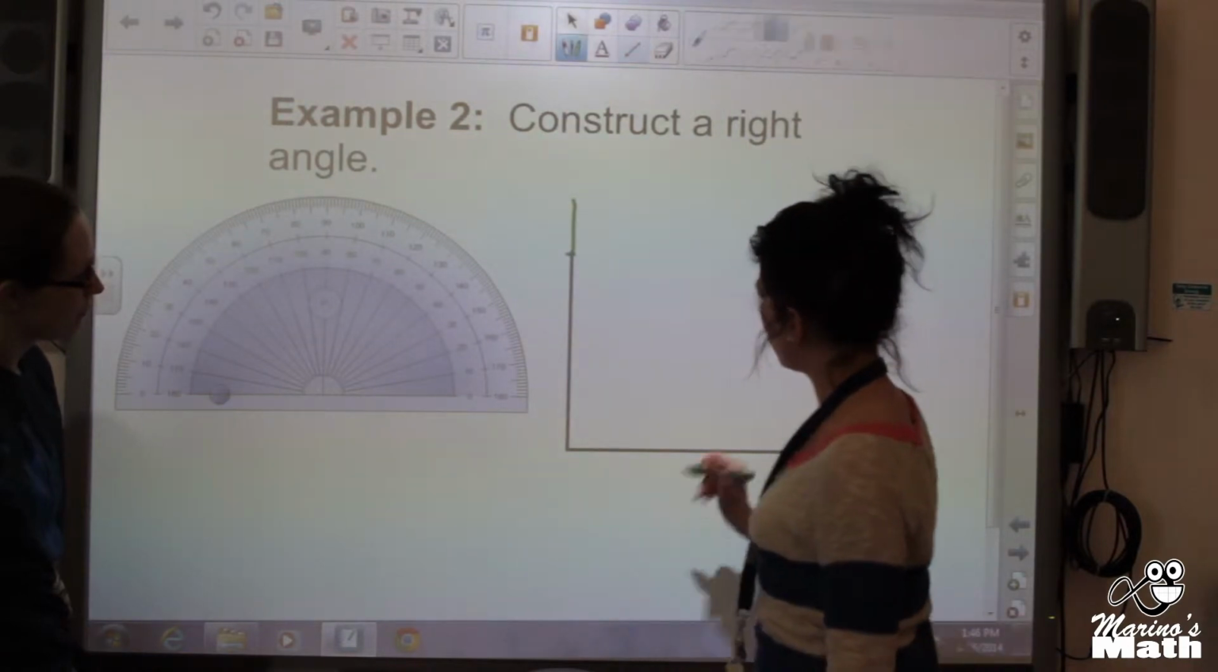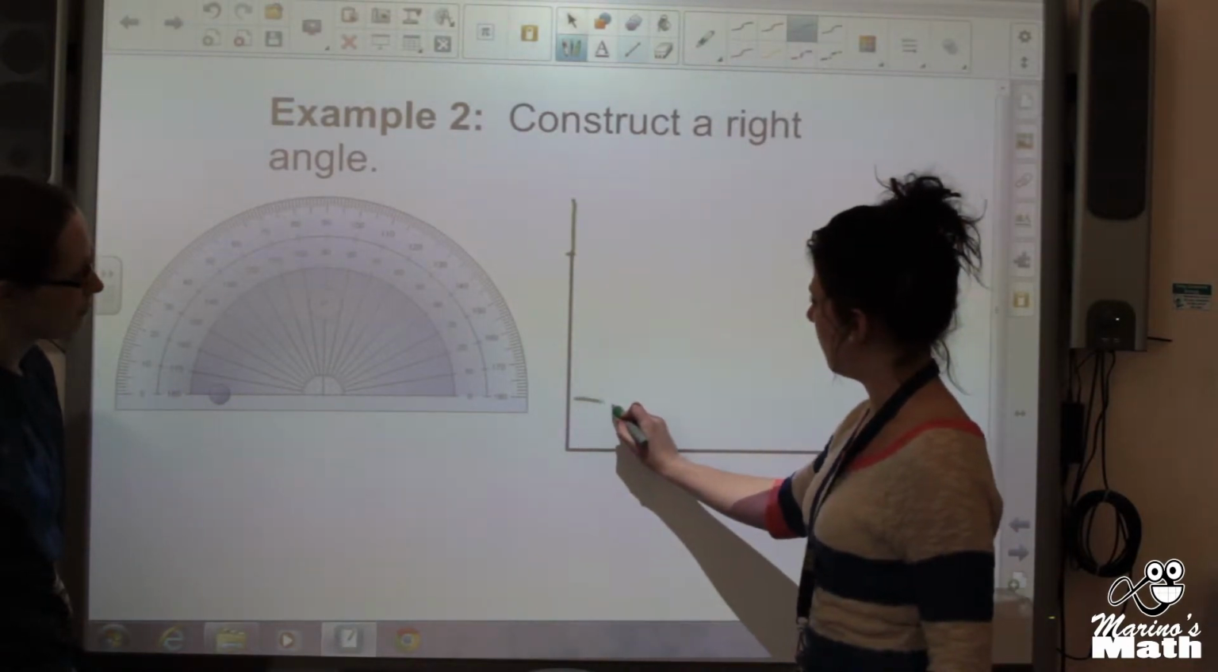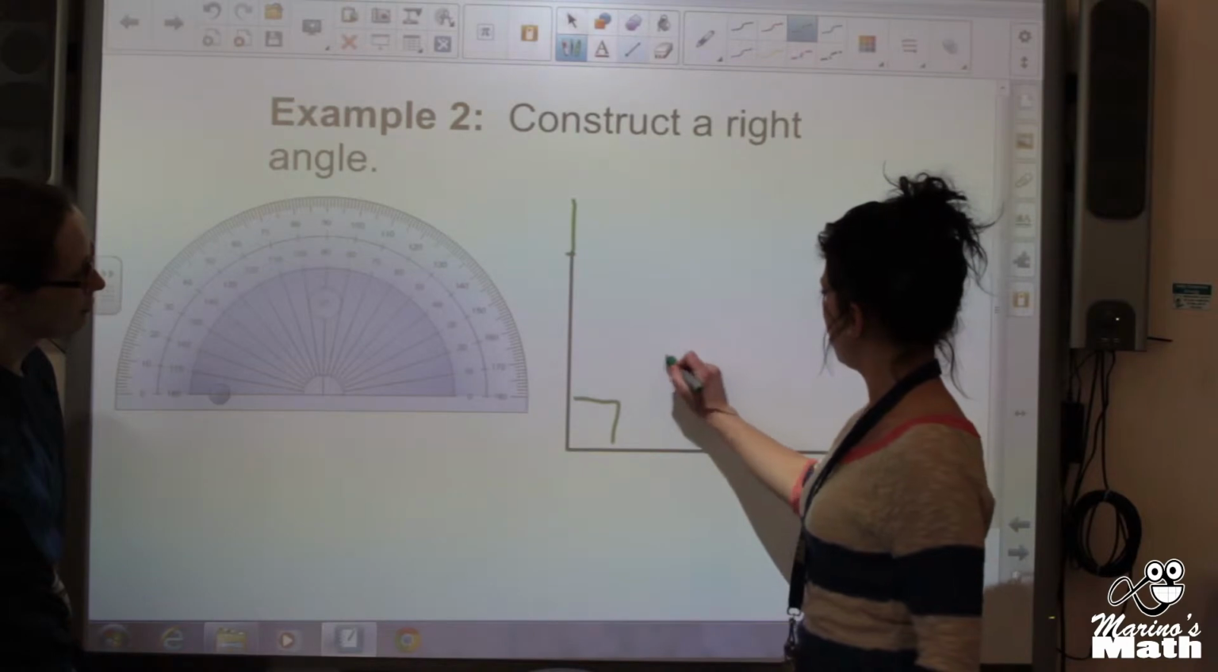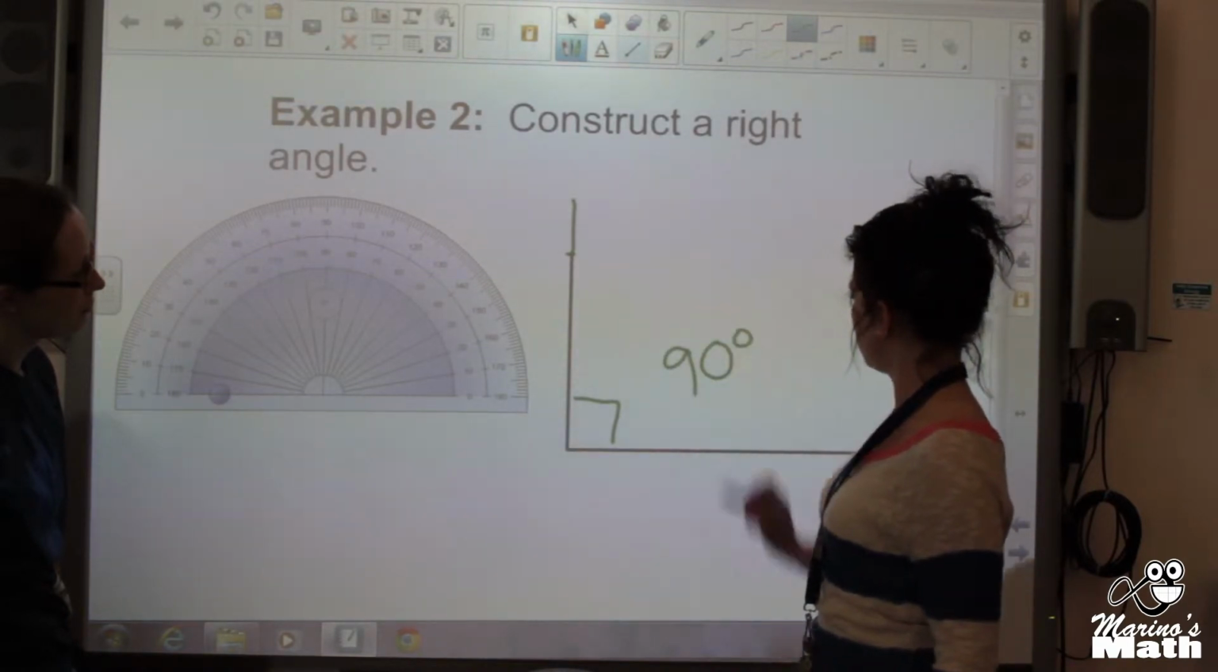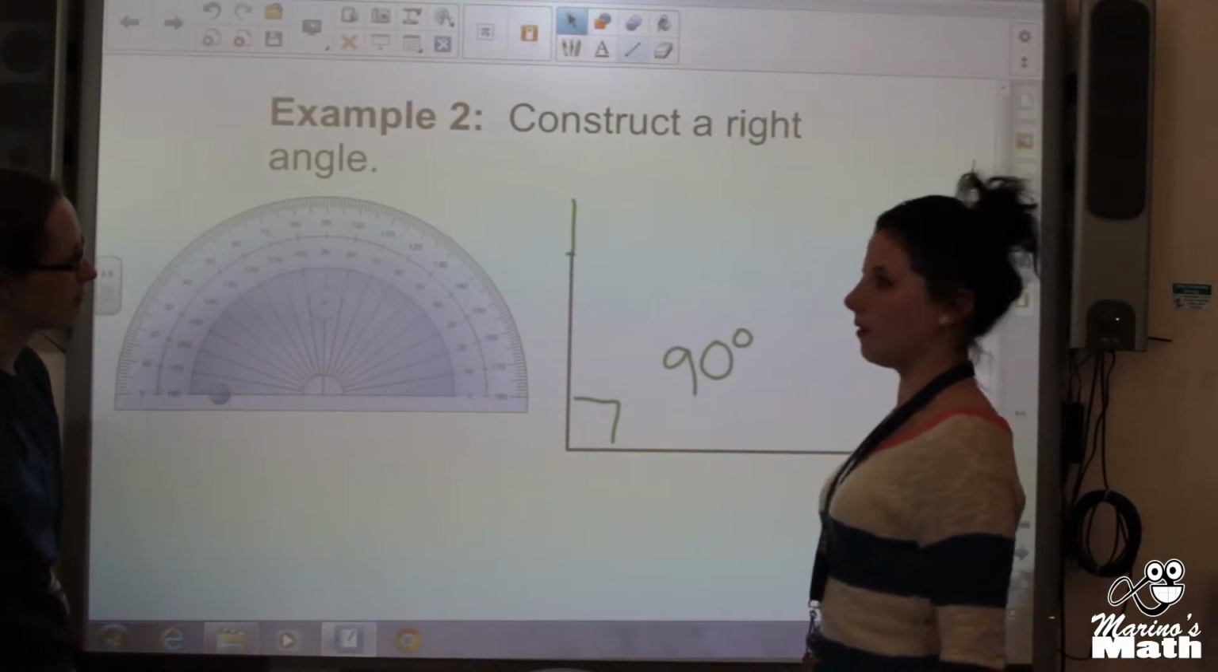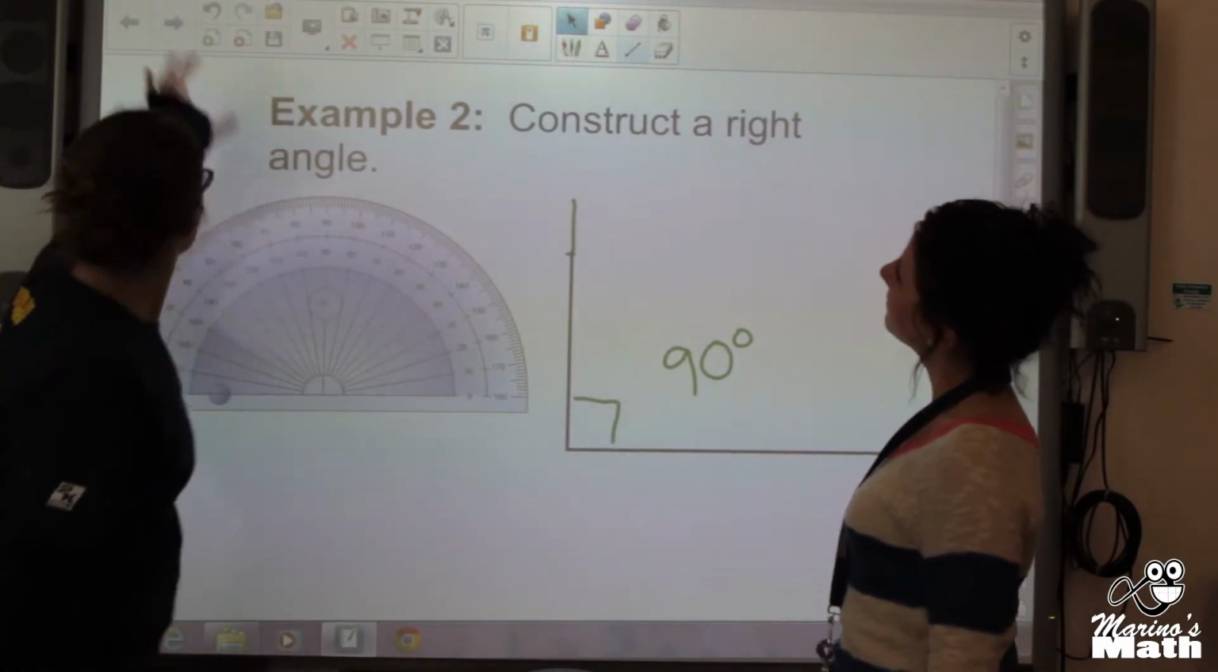And then if you remember, whenever we have a 90-degree angle, we can draw that little box inside. And we know that's 90 degrees. Fantastic. All right. Let's see what else we have to draw this week.